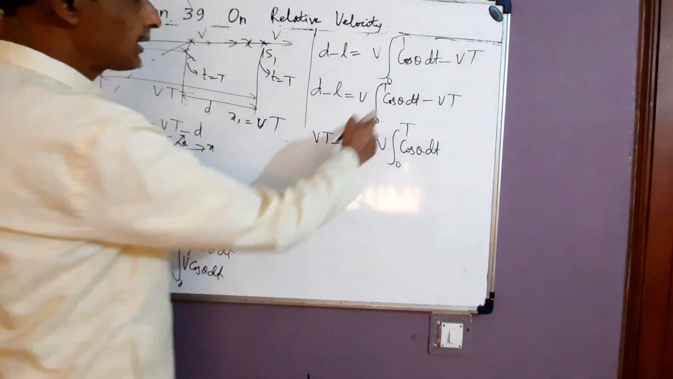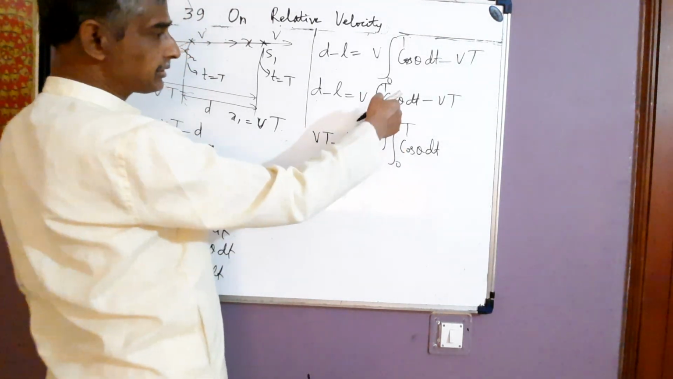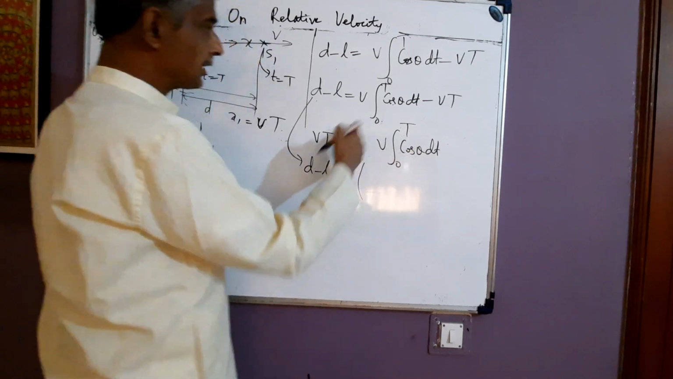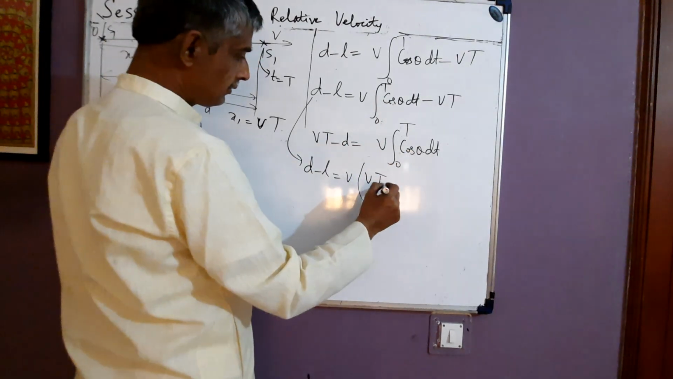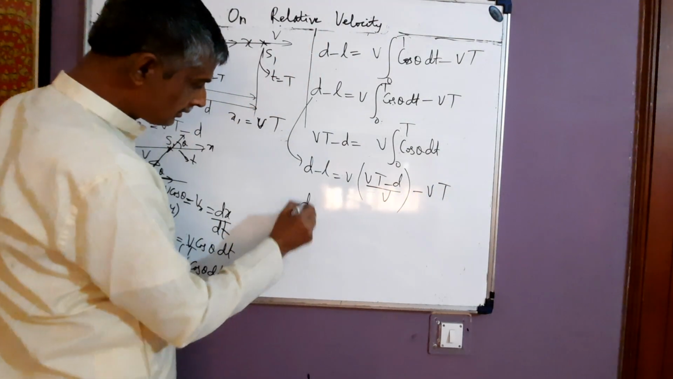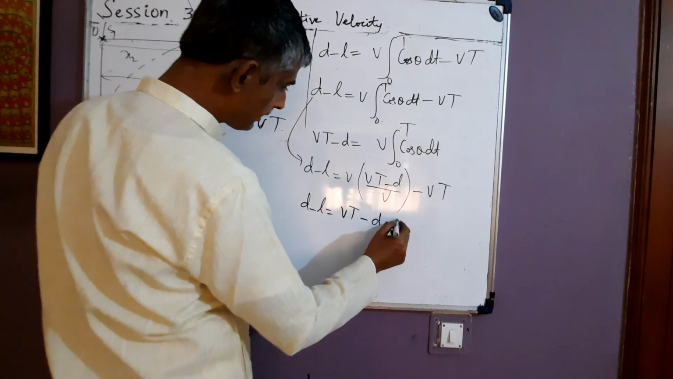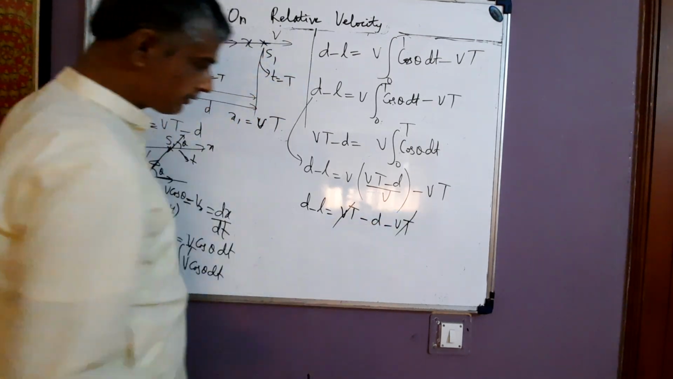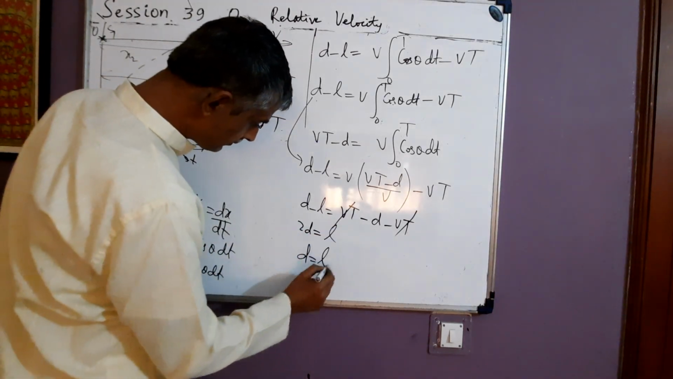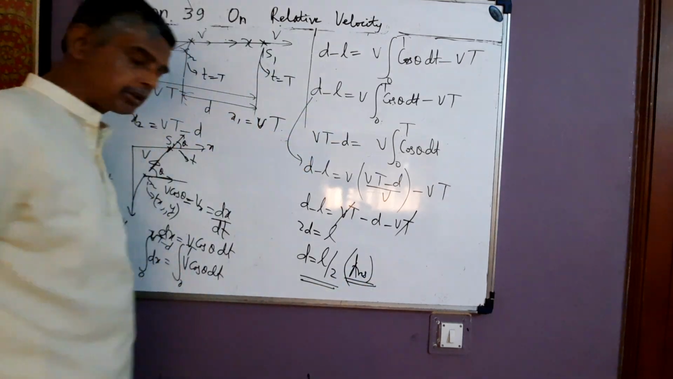Okay. So now these two integrals I eliminate. From this equation we see that d minus L equals V times this integral, which will be equal to Vt minus d by V minus Vt. So d minus L, V by V goes away, Vt minus d minus Vt. Vt goes away. So 2d equals L, d equals L by 2. This is therefore the required answer.